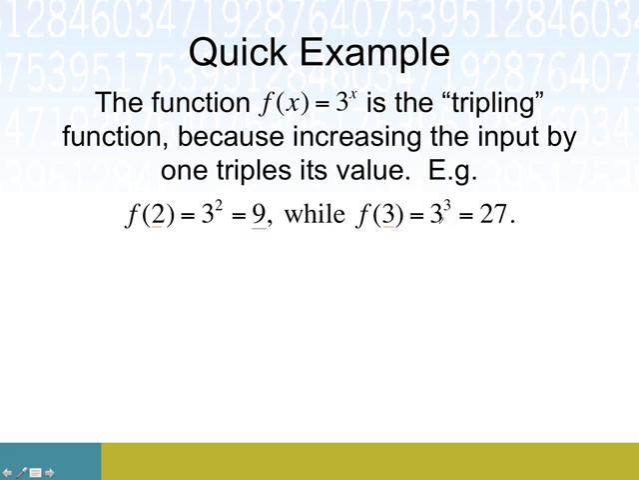And then do the same thing, 3 to the third. This is 3 times 3 times 3. We get 27. Well, all right, our inputs went up by 1. We went from 2 to 3. And our outputs went from 9 to 27. They got multiplied by 3.